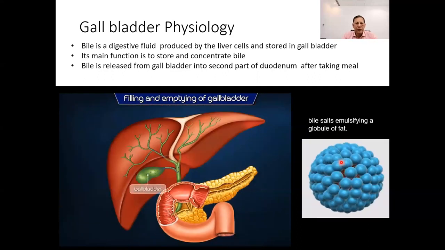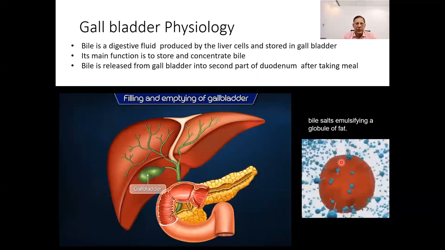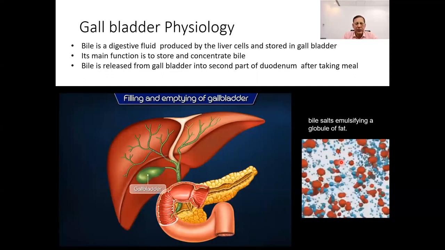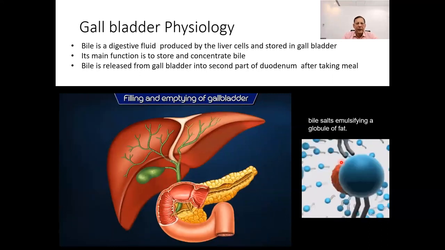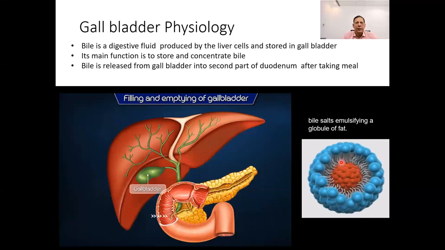Once the fat is adequately digested and absorbed in the small intestine, a negative feedback mechanism signals the gallbladder to stop its contraction.